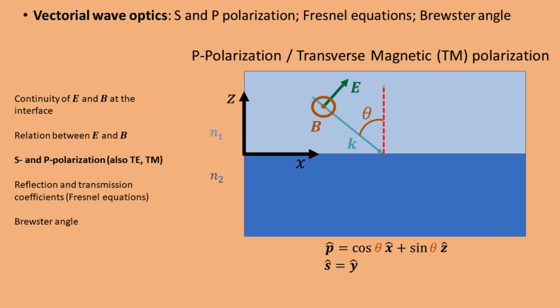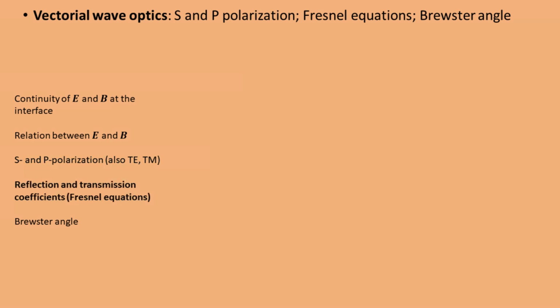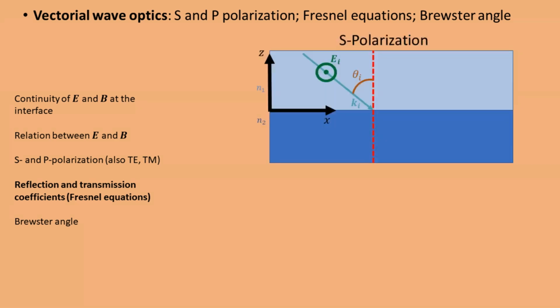In general, any state of polarization can be written as a linear combination of S-polarized and P-polarized light. At this point, we have all the equations and definitions required to derive the reflection and transmission coefficients of an interface. We're going to derive the reflection and transmission coefficients for S and P polarization separately. Let's start with S polarization.